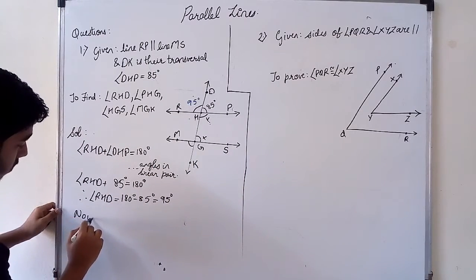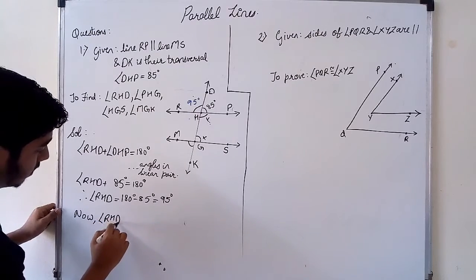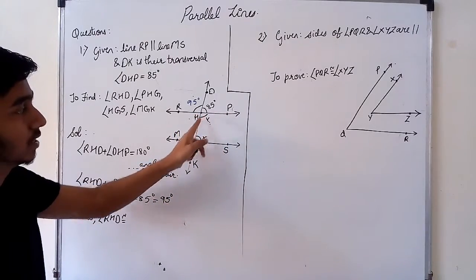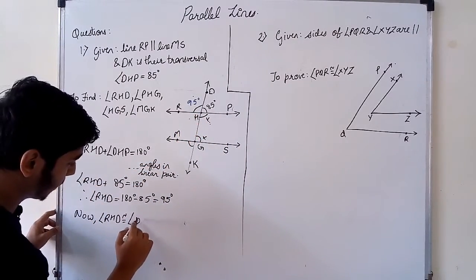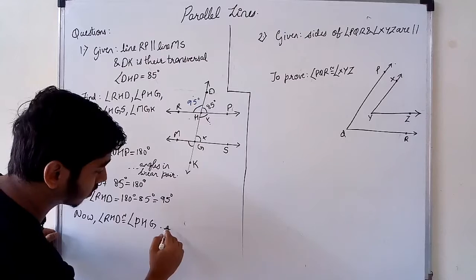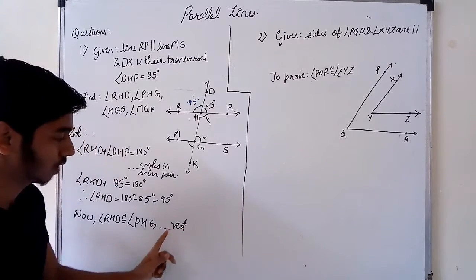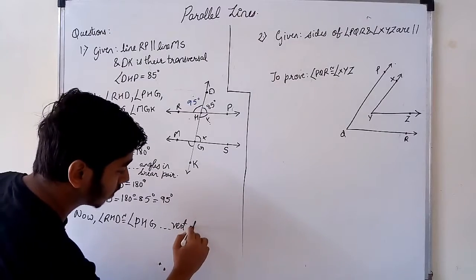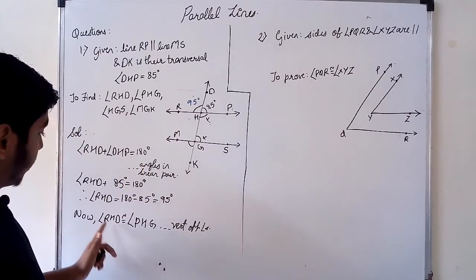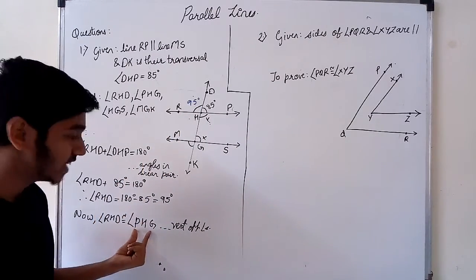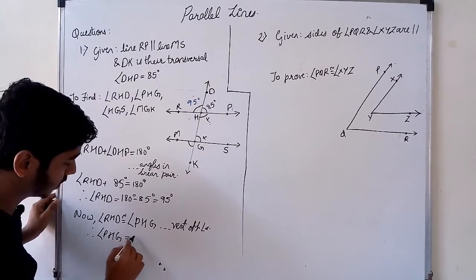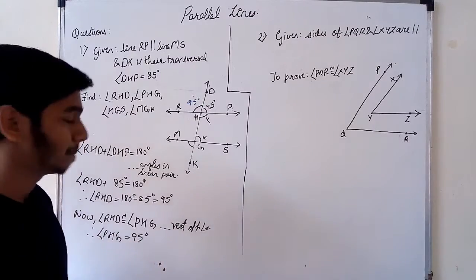So we can say, now, angle RHD is congruent to angle PHG. The reason for this will be, you know that it's vertically, I want you to complete this, vertically opposite angles. Then therefore RHD is 95, therefore PHG will also be 95. So we'll say PHG is 95 degree, correct?